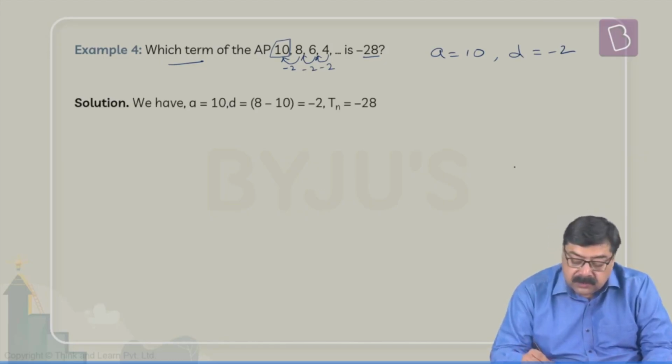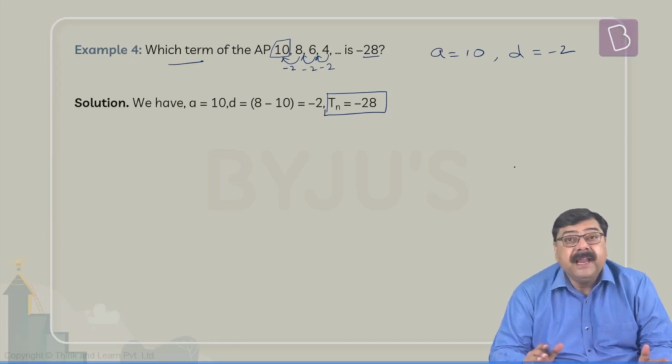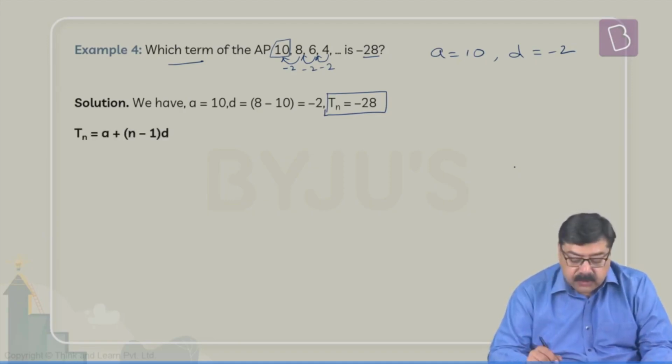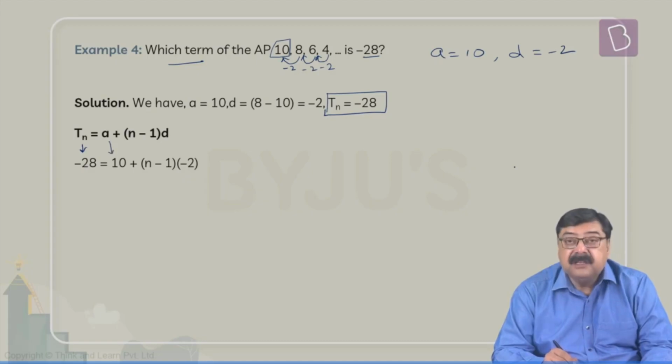And also the nth term here is minus 28 and we need to find out what is the value of n, or let us say which term is minus 28 in the given AP. So using the general formula, we know that the value of Tn here is minus 28. A, the first term, is 10. N is unknown, we have to find that out, and D here is minus 2.